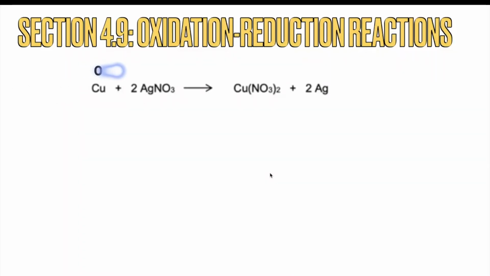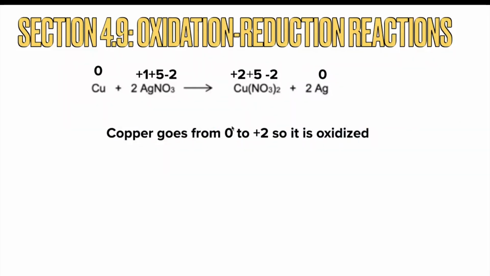All right, next, 0. -2, +1, +5. Okay, next, -2, +5, because we have nitrate, so it's the same. That means that our copper here is a +2, which I guess I could have also gotten by reversing the crisscross, but you get the idea. Silver, 0. Copper is going from 0 to +2. It's being oxidized, right? 0 all the way to +2. That means silver is being reduced. It's going from +1 to 0.